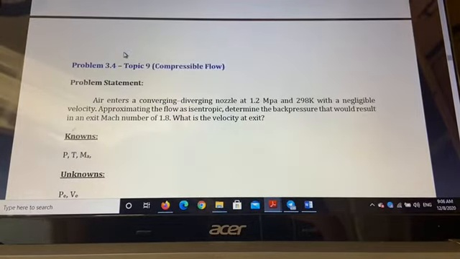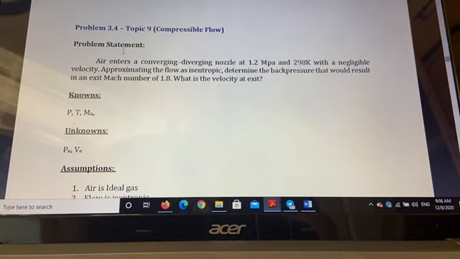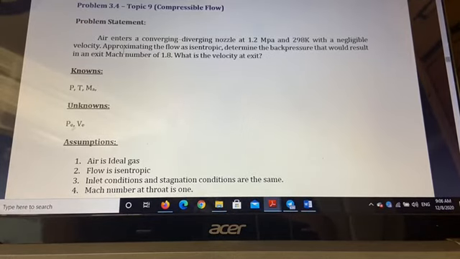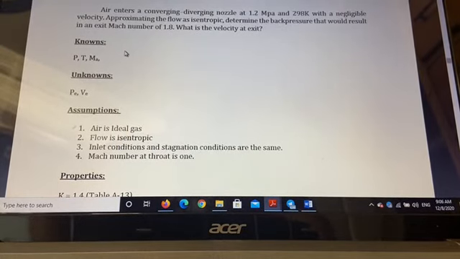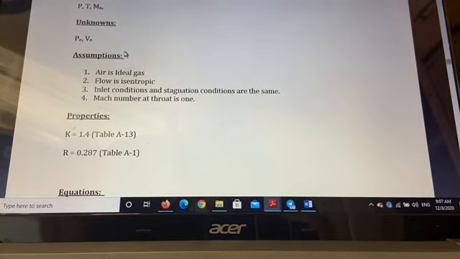The next question is topic 9, compressible flow. I have a question where air enters a diverging nozzle at 1.2 megapascal and 298 Kelvin with negligible velocity, and we want to know the pressure and also the velocity at the exit. So we have the Mach number given, and pressure and temperature, and we are looking for the pressure and velocity at the exit. We assume air is an ideal gas and the flow is isentropic, the inlet condition and stagnation condition are the same, and the Mach number at the throat is 1.